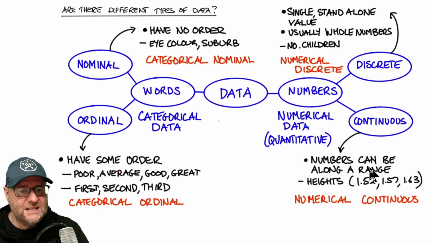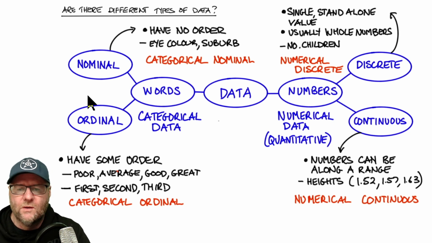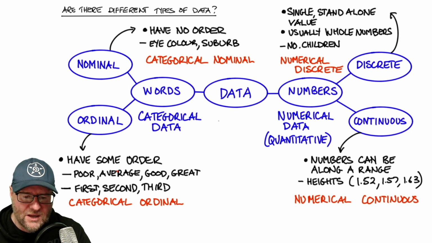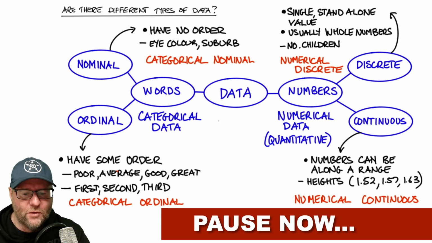So that's it. Basically, we've got our 4 types of data. We can split it into words or numbers, and then each one of those can be split into these 2 categories. Now, if you're doing this in class, here's the moment where I'd like you to pause and copy down everything that's on the screen, because in a couple of seconds, we're going to have a look at a couple of practice questions for you to have a go at.